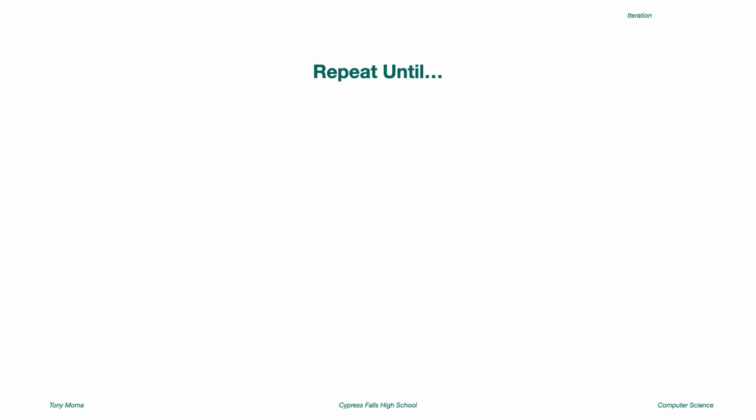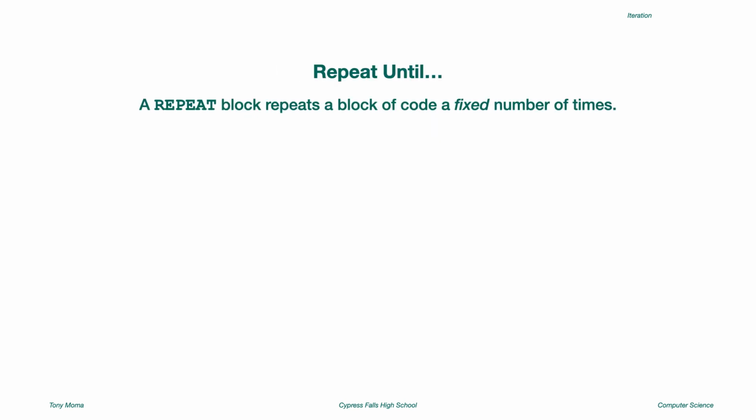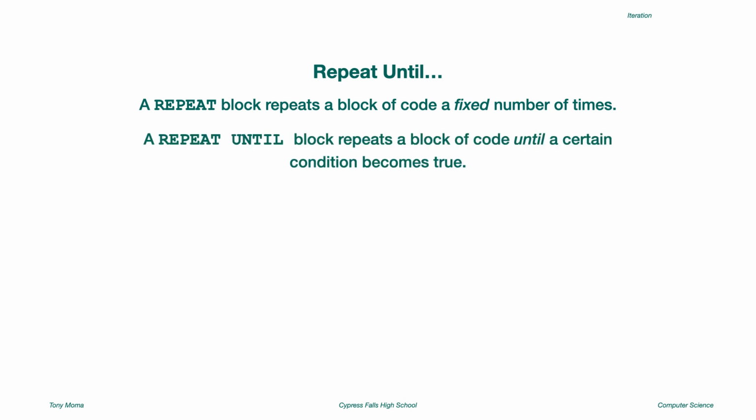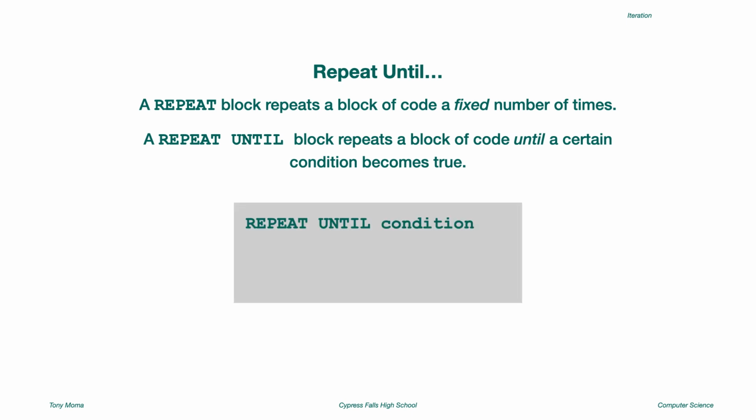Repeat until. As mentioned earlier, a repeat block repeats a block of code a fixed number of times. A repeat until block repeats the block of code until a certain condition becomes true. The structure of a repeat until block is as follows. We start by writing the words repeat until, followed by a condition.